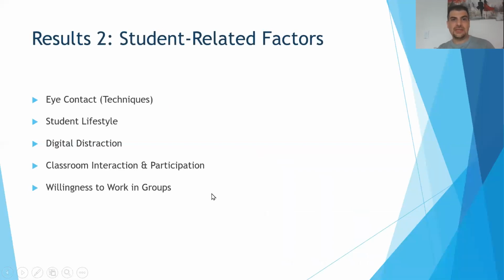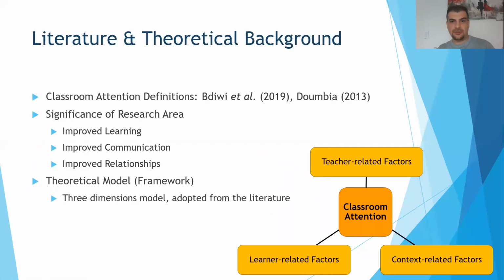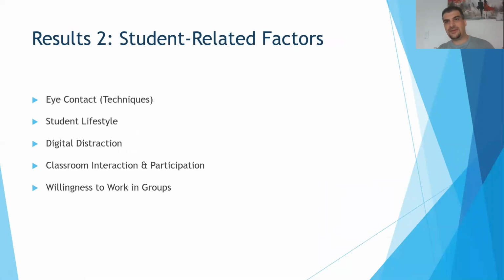Now I'll move to the second group of factors, which relate to the student. As I said, my model here has 3 dimensions, and the analysis follows the same structure provided by the theoretical model. First I talked about the teacher-related factors. Now I'm moving on to the second one, the learner-related factors. So what are the factors that relate to the students that can affect their own ability to pay attention during the class? The first factor was eye contact.